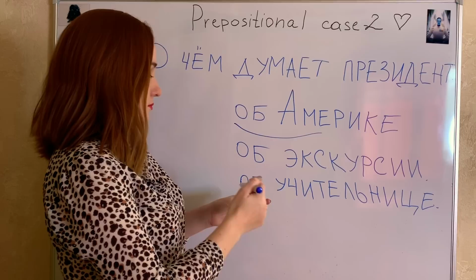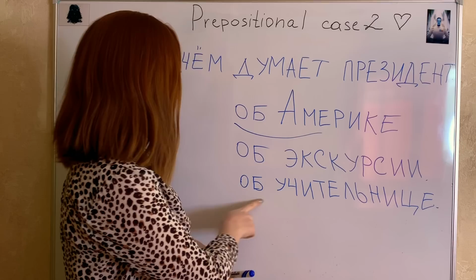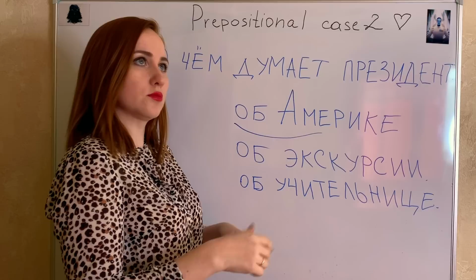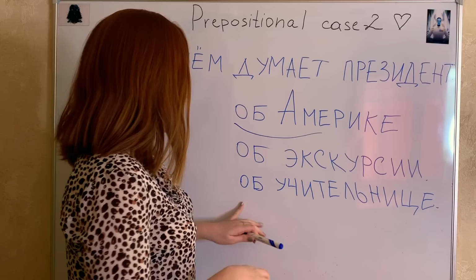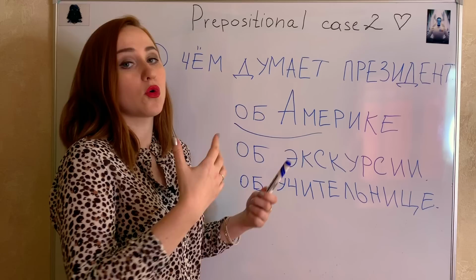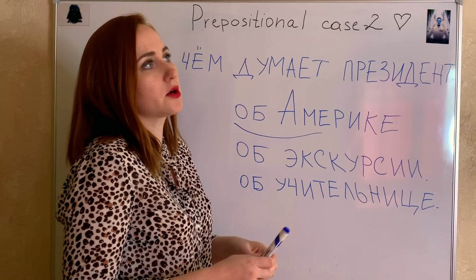But here, actually, I think we should switch to the question о ком, about who. Well, yeah, I think it would be more natural. So, об учительнице. It starts with у, so we put об here. Об учительнице. Or maybe he's thinking about an institute, like a university.